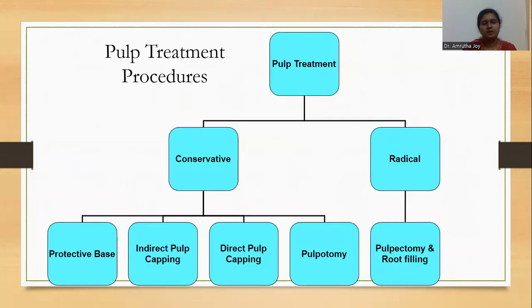So coming to the pulp treatment procedures, it is broadly divided into conservative and radical treatment. Conservative treatment procedures include restoration with a protective base, indirect pulp capping, direct pulp capping, and pulpotomy. The radical treatment procedure is pulpectomy and root filling.